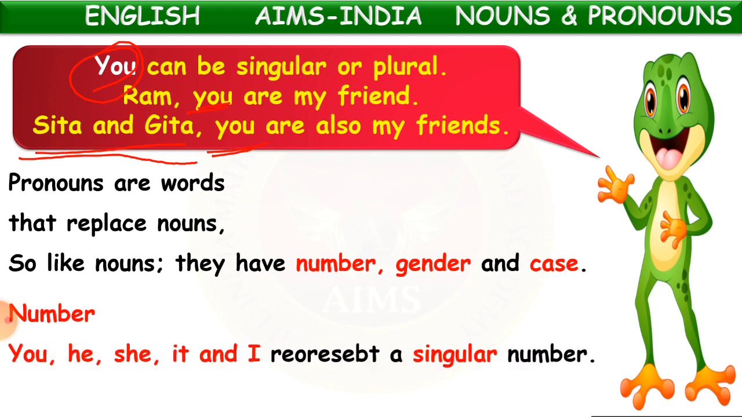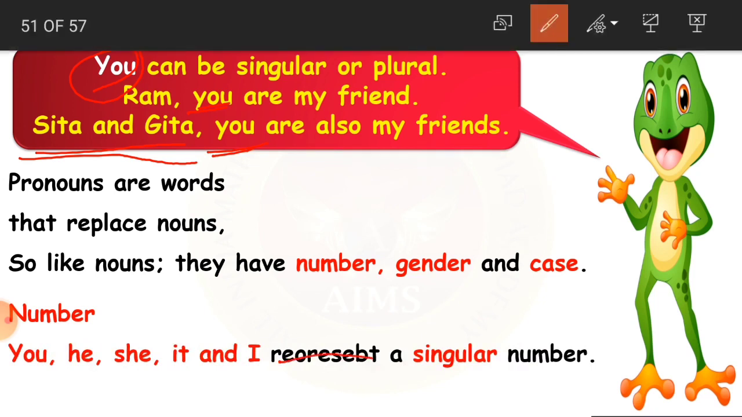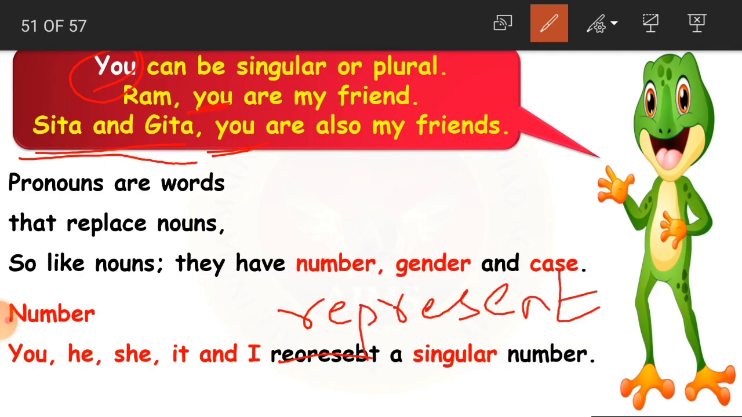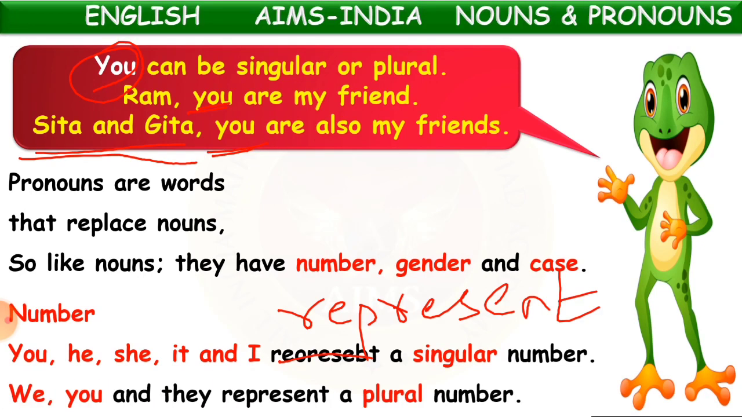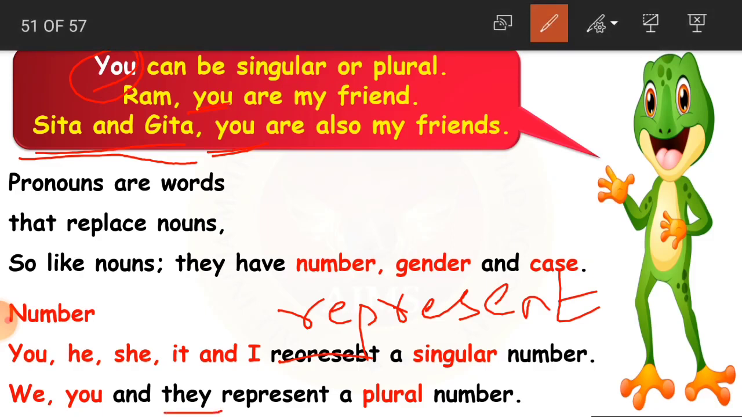Here, you, he, she, it and I represent a singular number. And we, you and they represent plural number. Clear, children? So you have to remember this.